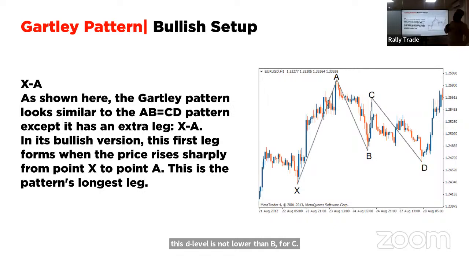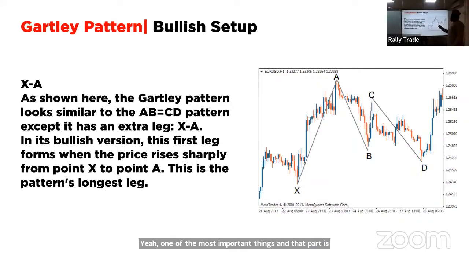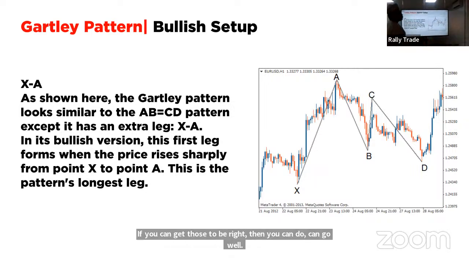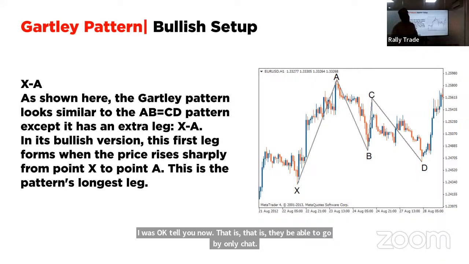All these things I'm showing you are very important. One of the most important things on that particular part is that A to B should be almost equal to C to D. Very important. If you can get those three right, then you can go well with this particular strategy. If you don't have it, it means the strategy is not complete. Now, I will also quickly tell you that this strategy is very difficult to come by on the charts. It's not common, it's not cheap.